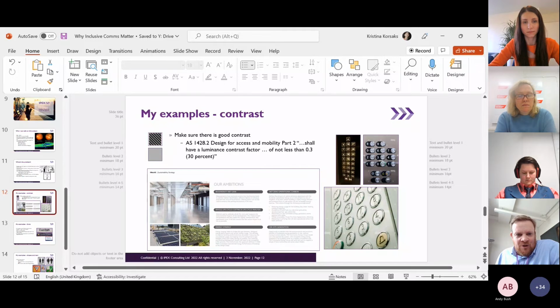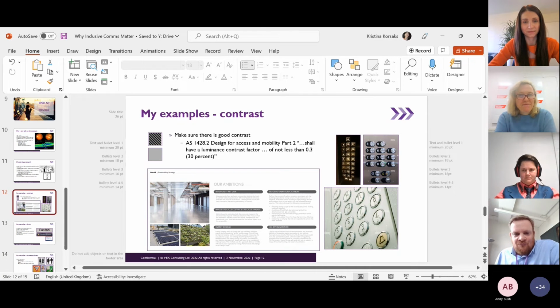So good contrast is really important. The reason why I've used the Australian standard here is because I used to live and work in Australia for a bit, so I use this one quite a lot. But you need what's called a contrast factor of at least 0.3, 30%. The two boxes on the left show a black to grey 30% contrast, and the bottom box is a grey to white 30% contrast. The bottom picture is an extract from the Birdcage Walk document, which led me to write in and say, I can't read that, please can you change it?